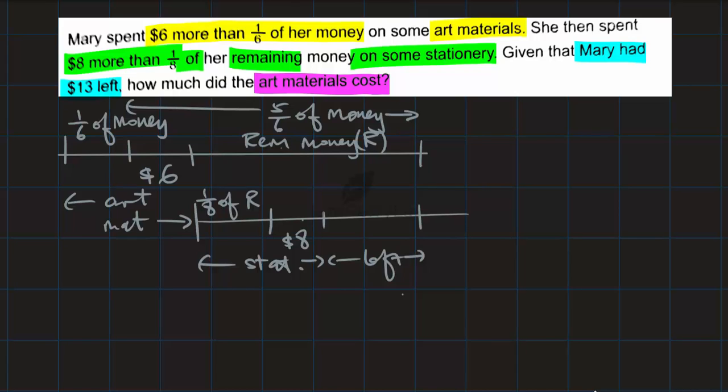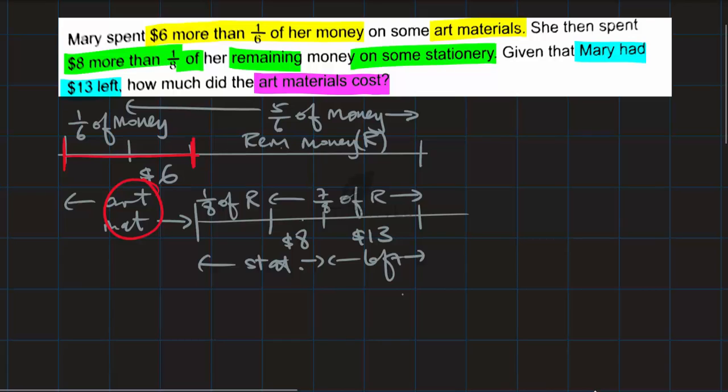And that is $13. This would be 7/8 of R. What did the art materials cost? So we are looking for the art materials, which is from here to here. This is what we're looking for. Okay.